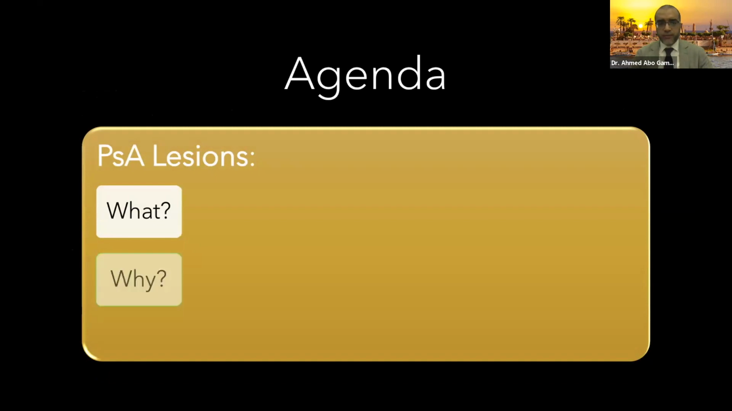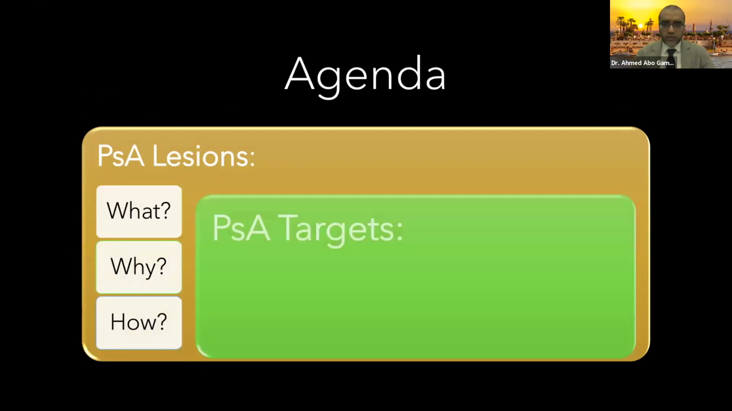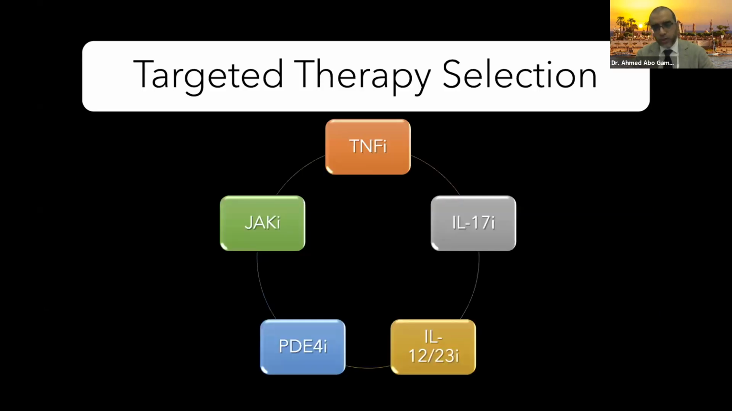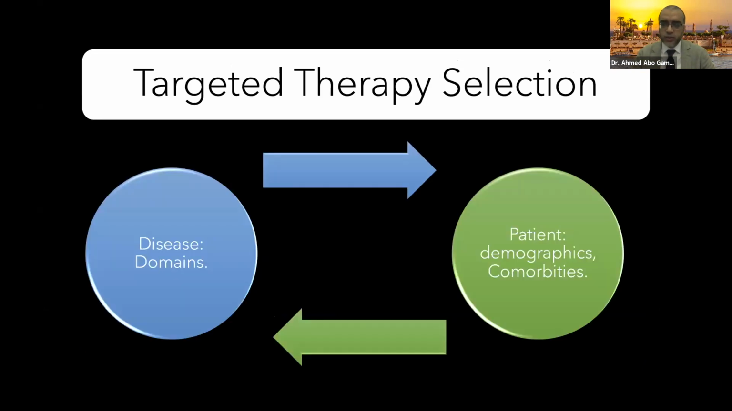Coming back again to our agenda, we have finalized 2 of the objectives of this presentation. Coming to how to select among all these medications. We have almost 5 mechanisms of action with 13 molecules approved. Why select among them? It is based on 2 important factors.